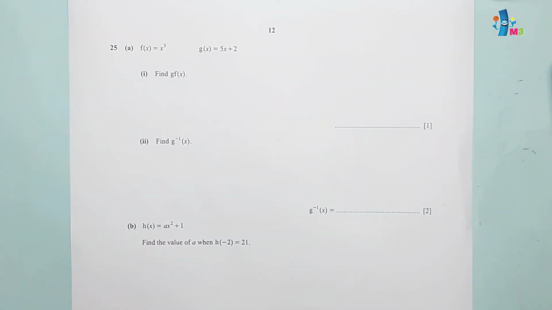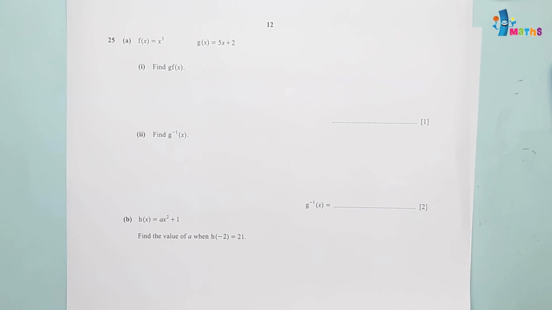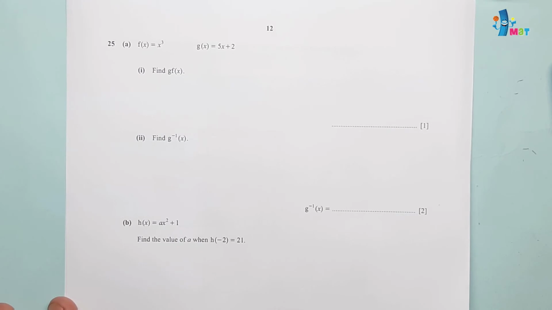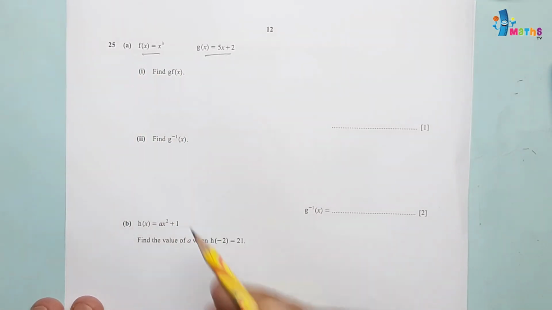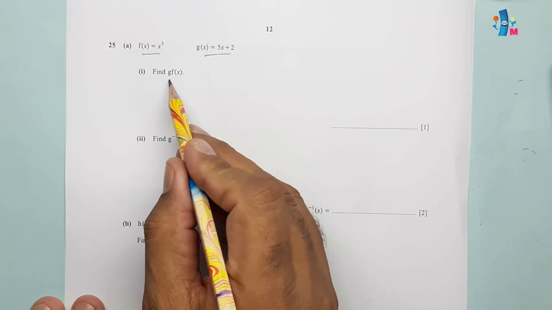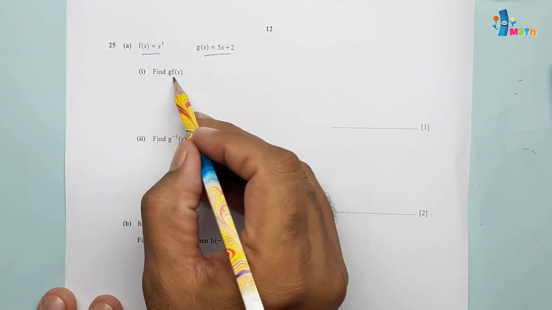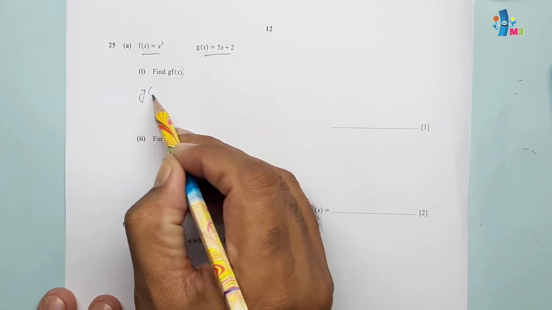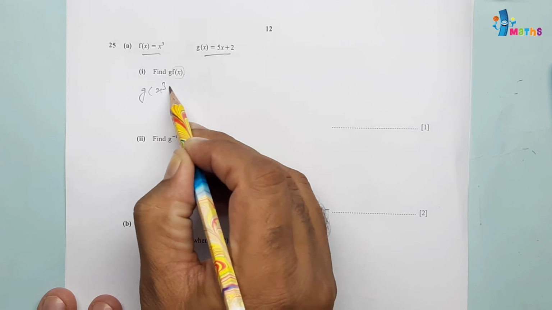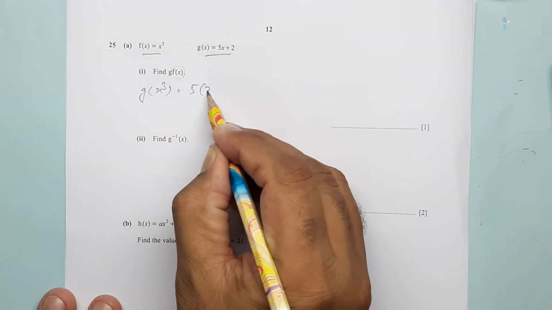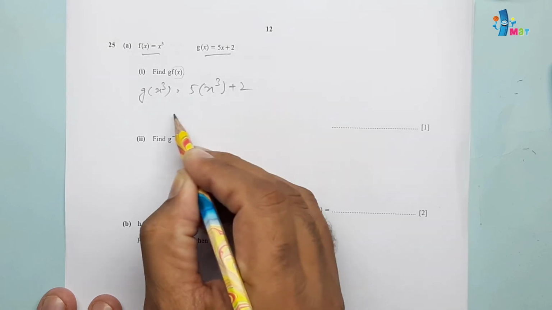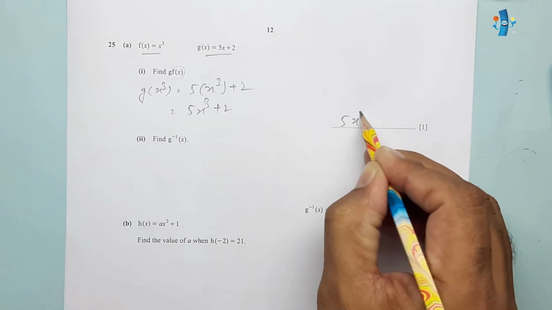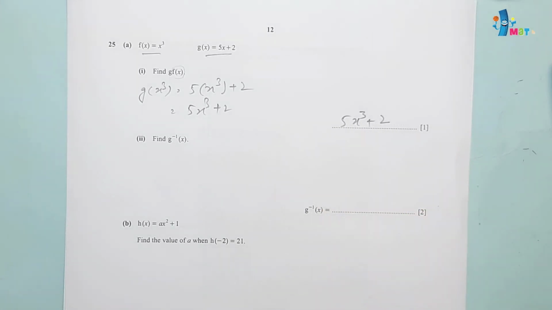Now this is question number 25. Functions f of x is equal to x cube. This one, g of x is also given. We have to find g of f of x. So f of x is this one. So in g of we can find g of x cube. So this will be equal to 5 into x cube plus 2. So this will open 5x cube plus 2. So answer will be 5x cube plus 2 over here.